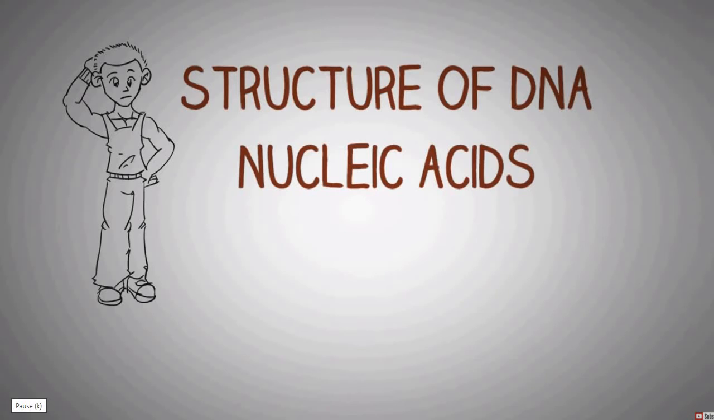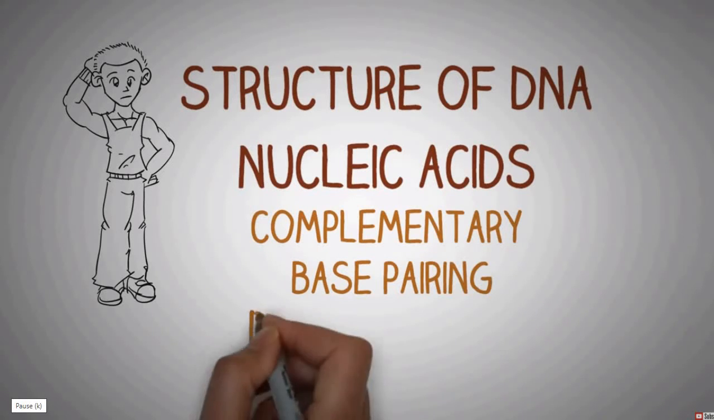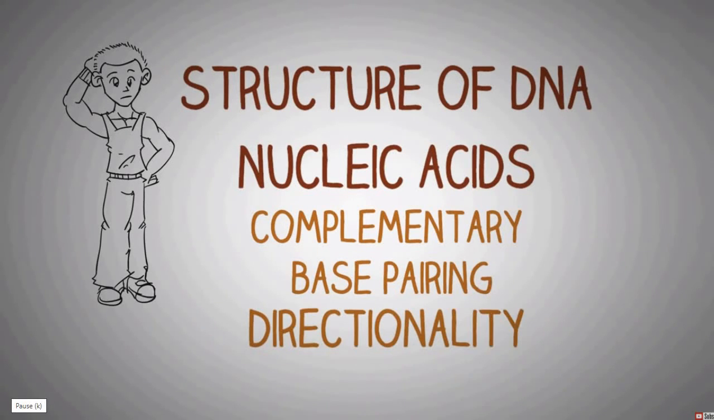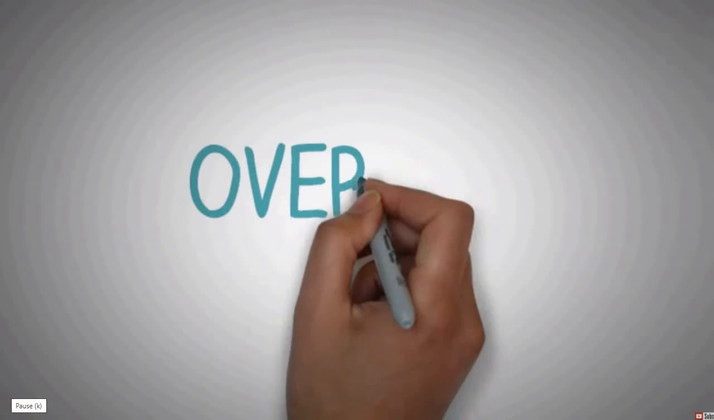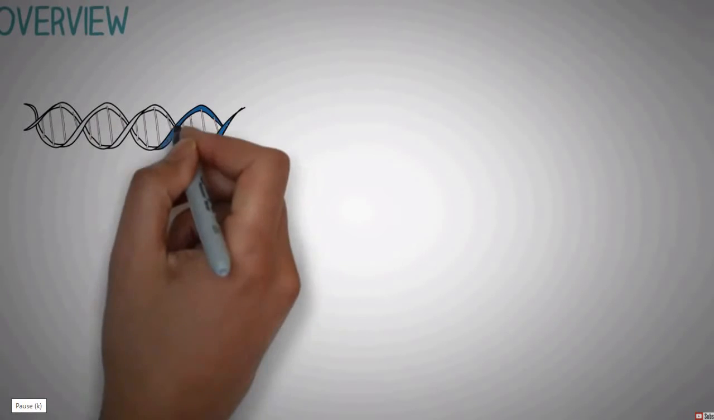DNA, about nucleic acids, and we also talked about the concepts of complementary base pairing and directionality. These concepts are essential for understanding the process of DNA replication, so make sure to watch both these videos for a better understanding of this section. Now let's talk about the overview of the process of DNA replication.